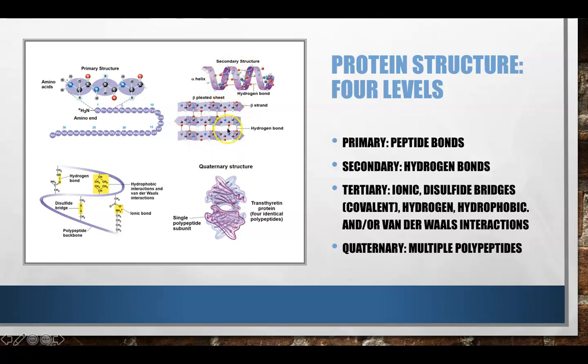The bonds in your secondary structure are going to be hydrogen bonds, okay? So here you're going to have covalent bonds, which are called peptide bonds, in the primary structure. In the secondary structure, you're going to have hydrogen bonds.